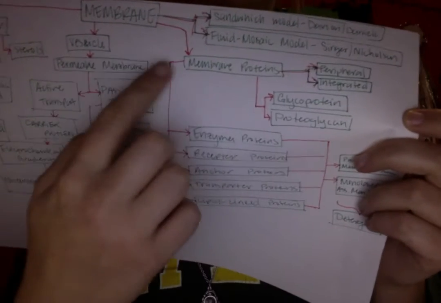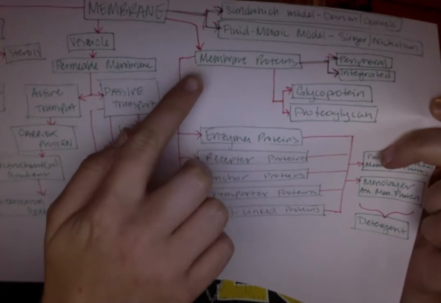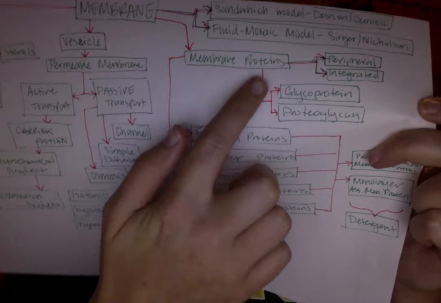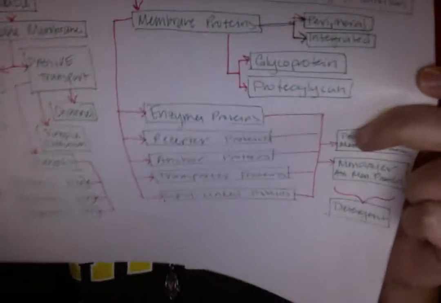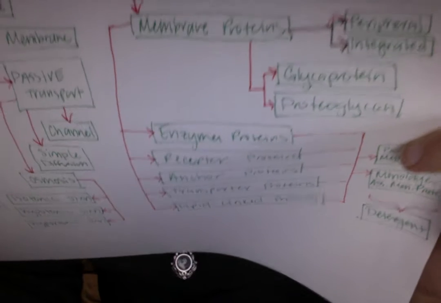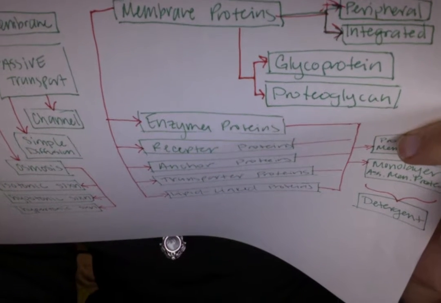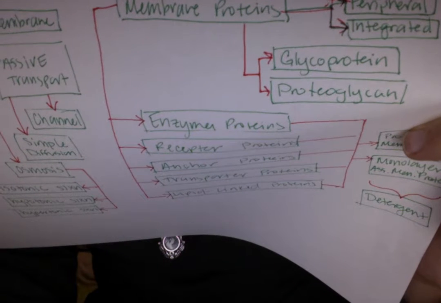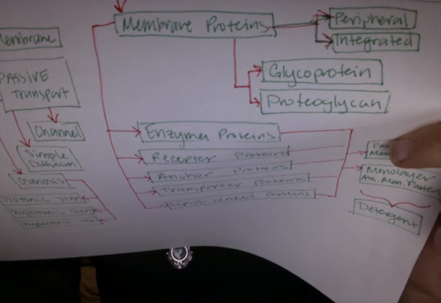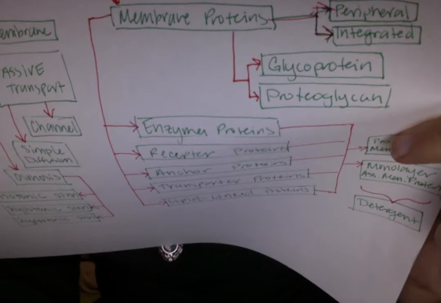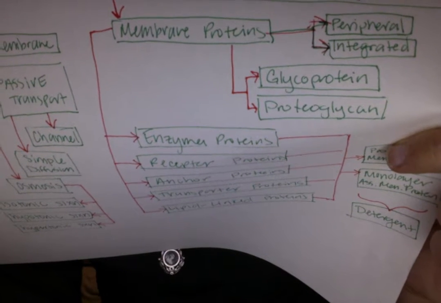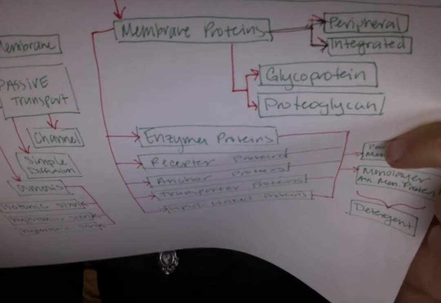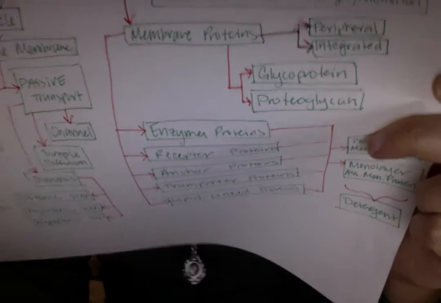I'm sorry, this is backwards, but this says membrane proteins. You have your integral and peripheral proteins. Your peripheral proteins are on the outside, directly connected to the lipid bilayer, and they leave the lipid bilayer alone when detached, unlike integral membrane proteins. Integral membrane proteins are directly connected to the lipid bilayer, go through one or both layers, and can only be removed by disrupting them with detergents.